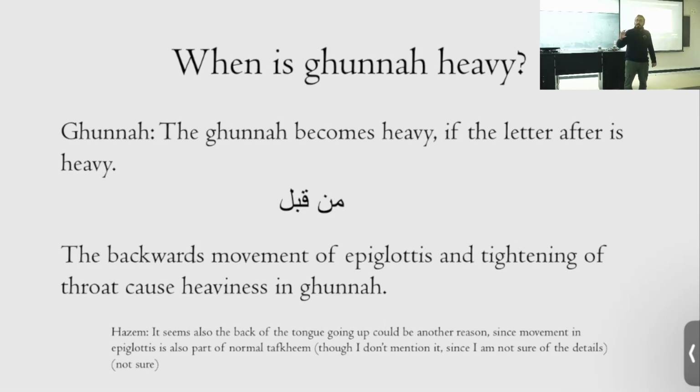It's a whole lesson. But the idea I just want to tell you today, because I cannot teach ikhfa today, is that the backward movement of the epiglottis is part of heaviness in general, as the reference book says. Even kha, even qaf, even stuff like that. I think he mentions it more with ghunna because its power is emphasized more here. But again, this section, just put an asterisk on it. But the idea is, when is ghunna heavy? When the letter after it is heavy.